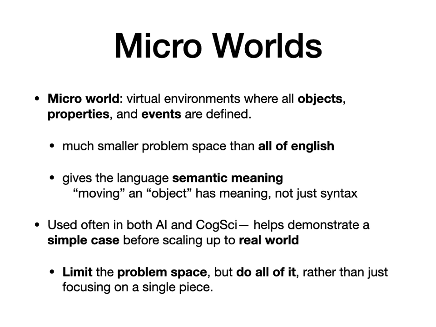These microworlds are great, both in AI and cog sci. What they're used for is to help demonstrate the base case, the simplest case, before you try to scale everything up to the real world. So if you limit the problem space, but you do all of it, then you're going to reach some conclusions you might not be able to reach if you're just going to focus on a single piece of language or of this problem space, right?